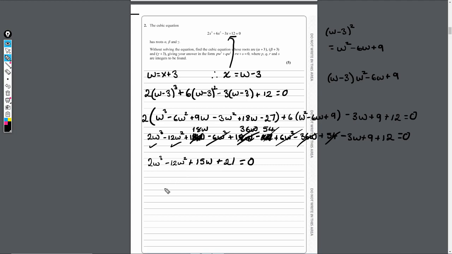So if I write what my p, q, r and s are, p would just be equal to 2. Q is going to be equal to minus 12. R will be equal to 15. And my s is equal to 21. And there we have it, that's question 2, fully complete.